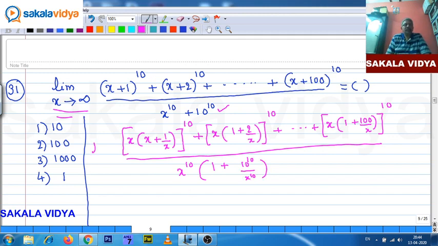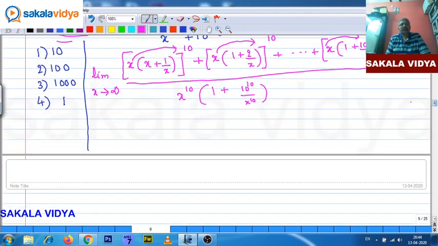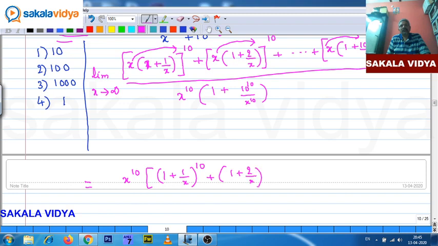So this is limit x approaches infinity. The interesting factor is that here x^10, here also x^10, and in the last also x^10. You can take out x^10 common from all the terms. So we have (1 + 1/x)^10 + (1 + 2/x)^10 and so on plus (1 + 100/x)^10. You need not expand any term, that's all.